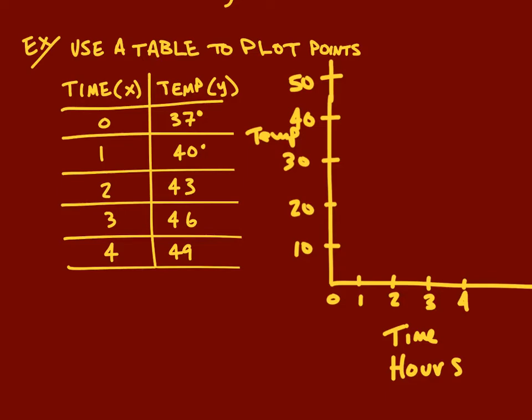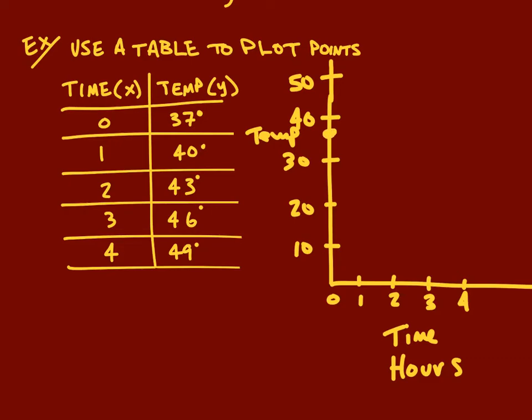Now, the other thing that we can do is use a table to plot points. So let's use an example of time and temperature. This is time in hours, and this is temperature in degrees Fahrenheit. What I want to do is plot these points to show how time affects temperature. As time increases by 1, the temperature is increasing by 3. So at time 0, what I want to show is that the temperature is 37 degrees. I'm just going to ballpark it, but there's that first point.